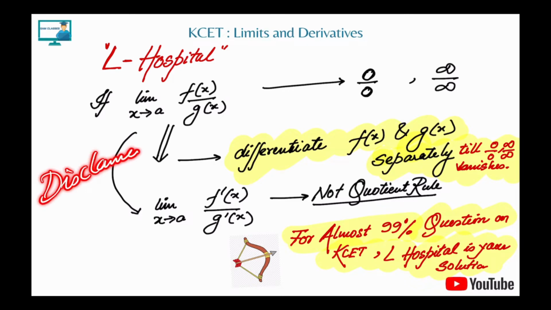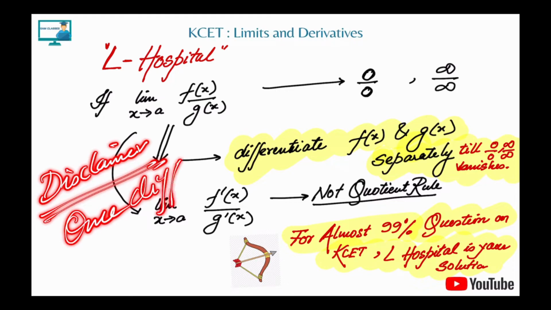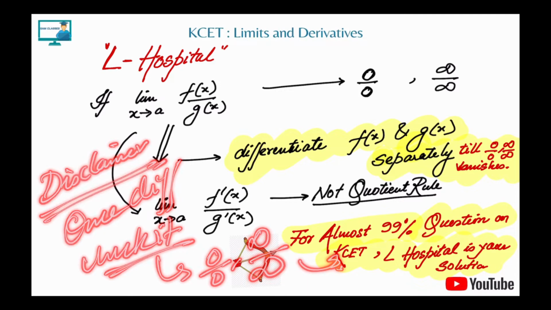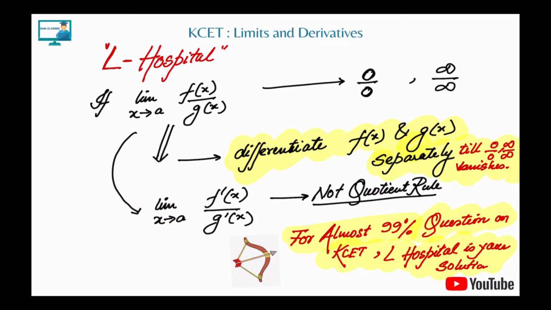So the disclaimer is: once differentiated, check it. If it is coming again in the form of 0 by 0 or infinity by infinity, then do it again. Otherwise, put in the values, get the answer, go home. Pretty chill. That's it. Nothing more than that in L'Hopital.